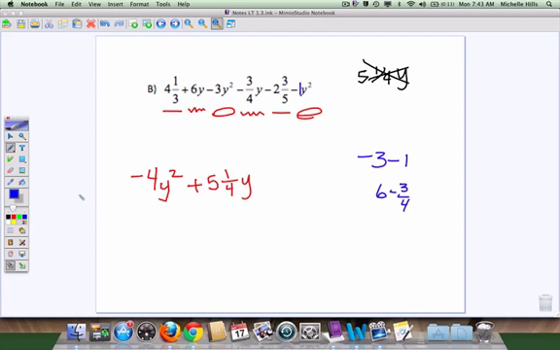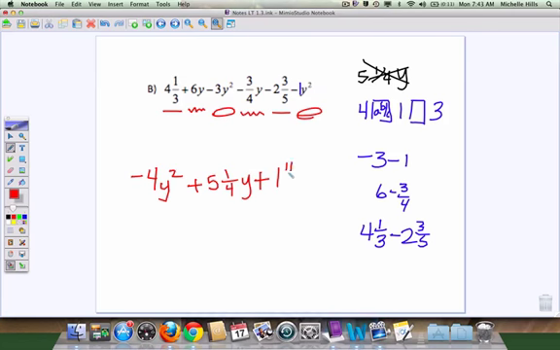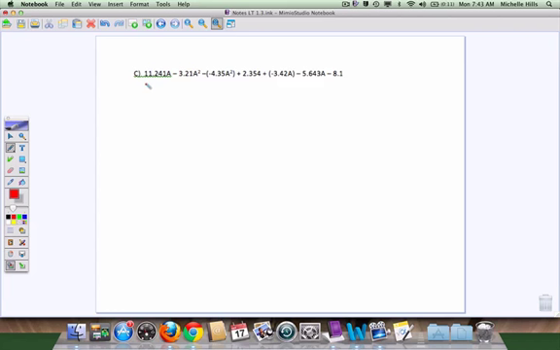And then for my constants, it's 4 1/3. Now in your calculator, you have to hit 4, most of you, and then you have a fraction button that looks like an A b/c, and then 1, and then hit the fraction button again, and the 3 to get the 4 1/3 in there, and then minus 2 3/5, because of the minus in front of the 2 3/5. And when I do that, I get a positive, so plus 1 11/15. And I'm done.